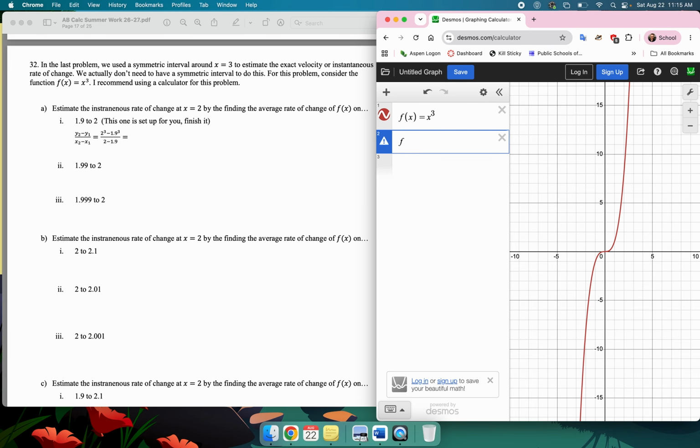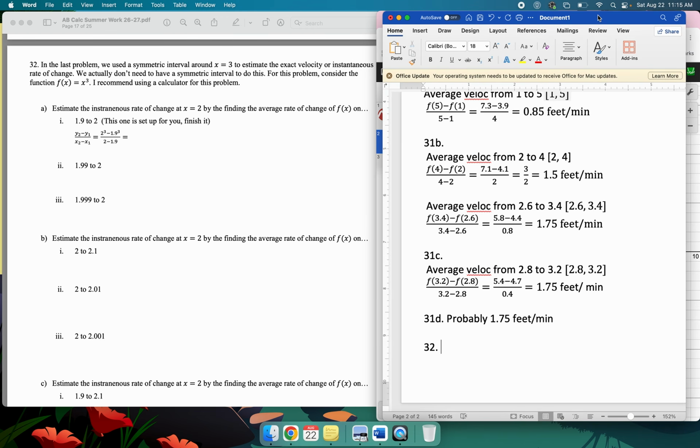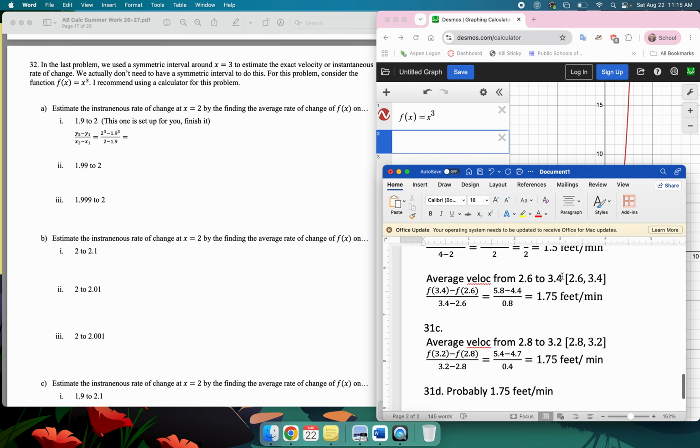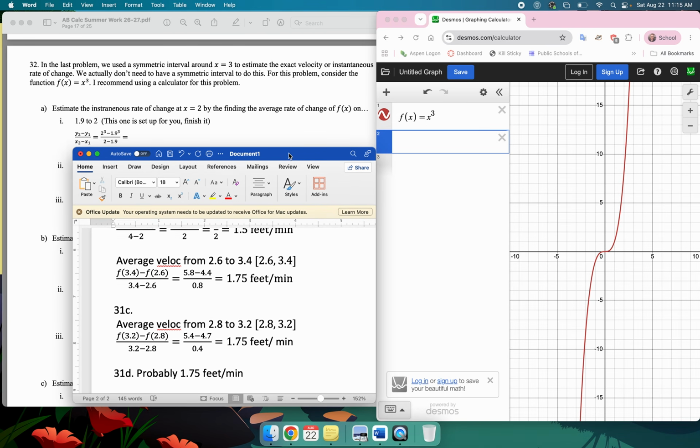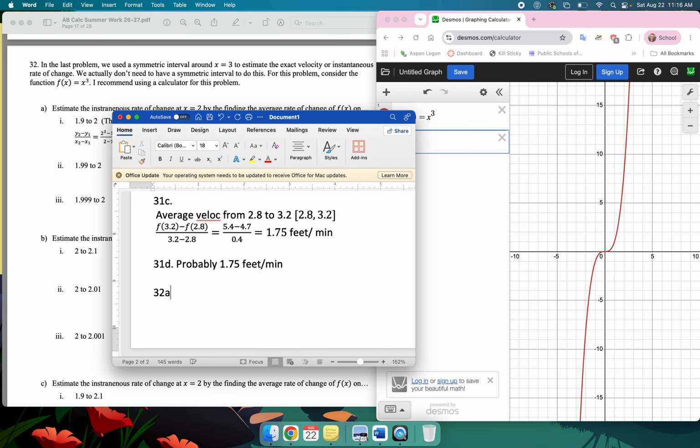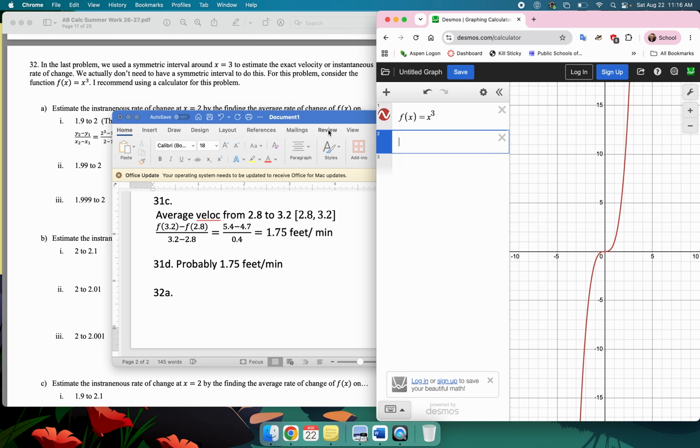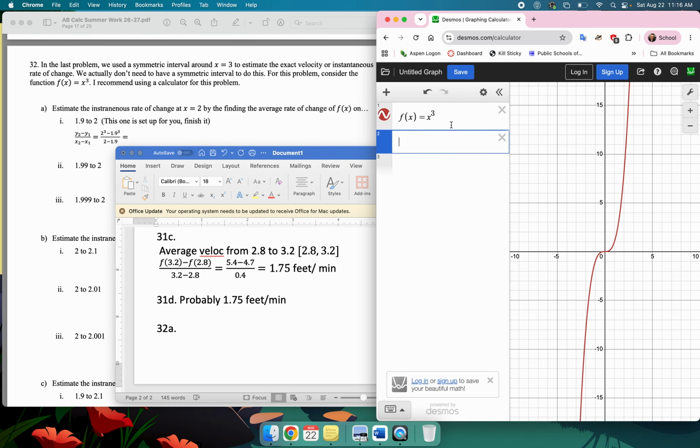Okay. Let's compute just really quickly. I want to make sure the problem I'm working on is displayed on the screen here. Let's compute in 32a the average rate of change of this function, f of x equals x cubed, over the following sequence of intervals. So average rate of change from 1.9 to 2 would be f of 2 minus f of 1.9 over 2 minus 1.9, and I get 11.41. So we're approximating the instantaneous rate of change at 2, okay? And this interval, 1.9 to 2, contains 2.